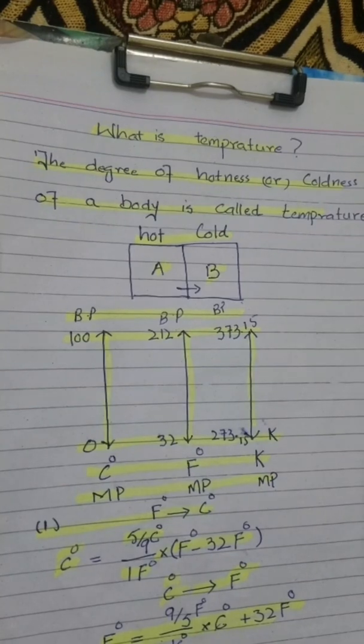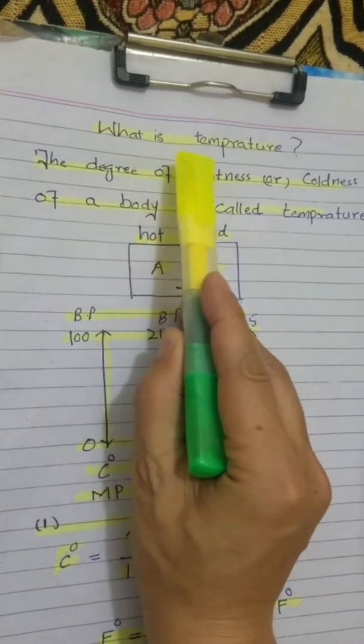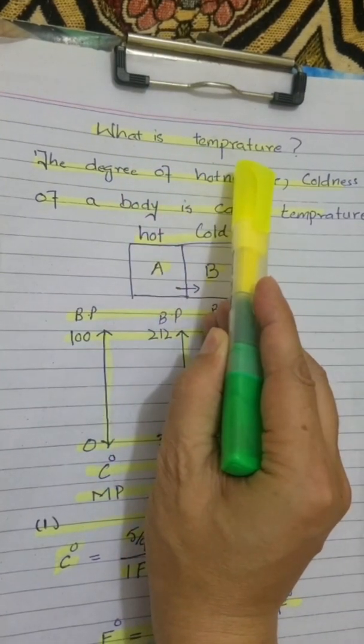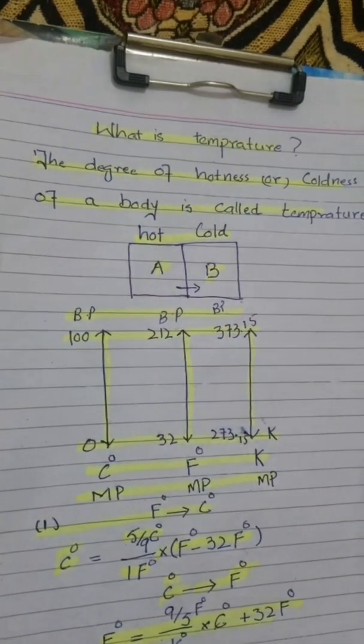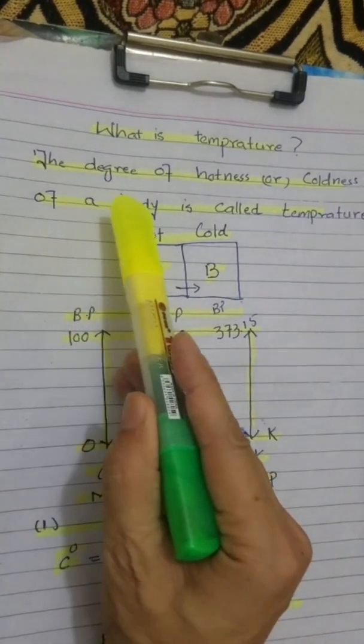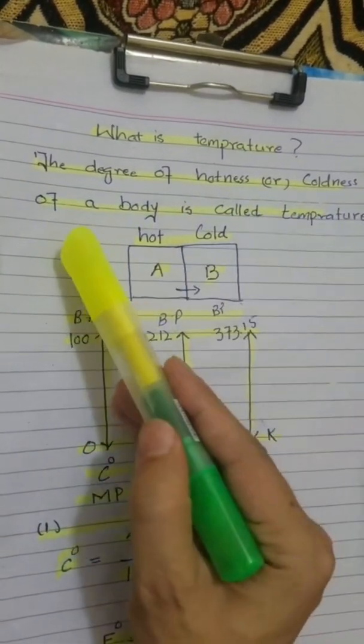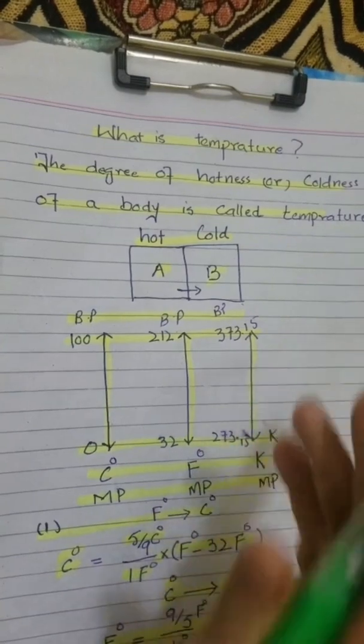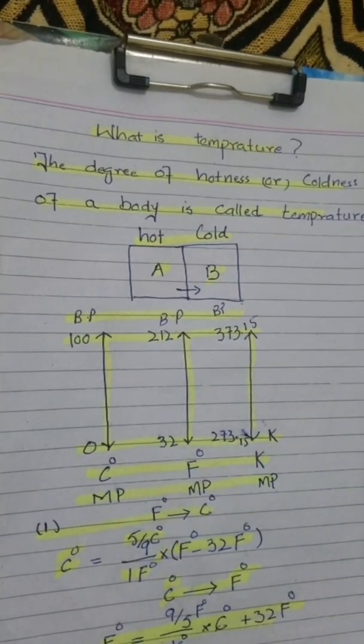Now, without any further delay, let's come to the point of what we are going to discuss today. So basically, what we are going to discuss today is what is temperature. You can define this in a very simple way. It's simply the degree of hotness or coldness of a body that is called temperature.